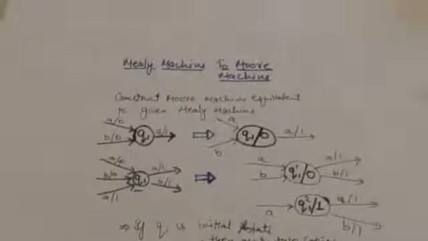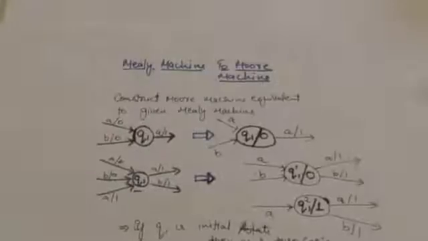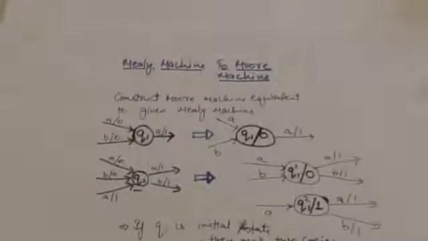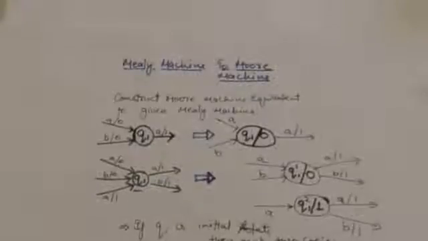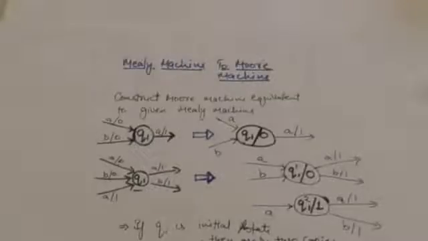In this tutorial we will study how we can convert a Mealy machine to a Moore machine. That is, we will learn to construct a Moore machine equivalent to a given Mealy machine. As we know, in a Mealy machine outputs are associated with transitions, and in a Moore machine outputs are associated with states. So when we have to transform a Mealy machine to a Moore machine, we will have to transform each state of the Mealy machine into a state of the Moore machine.